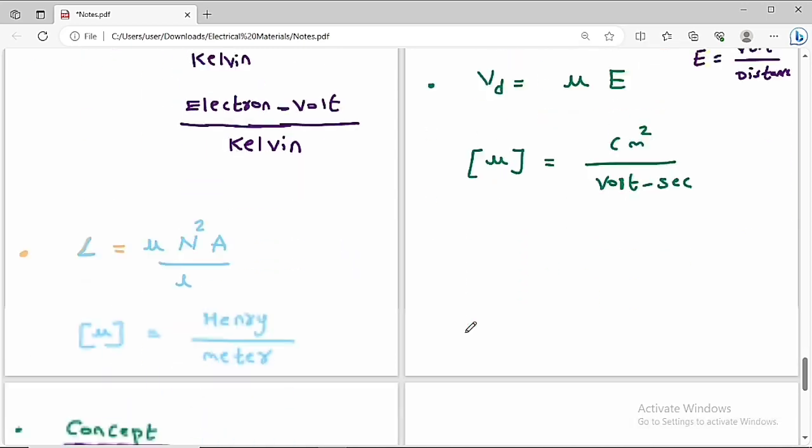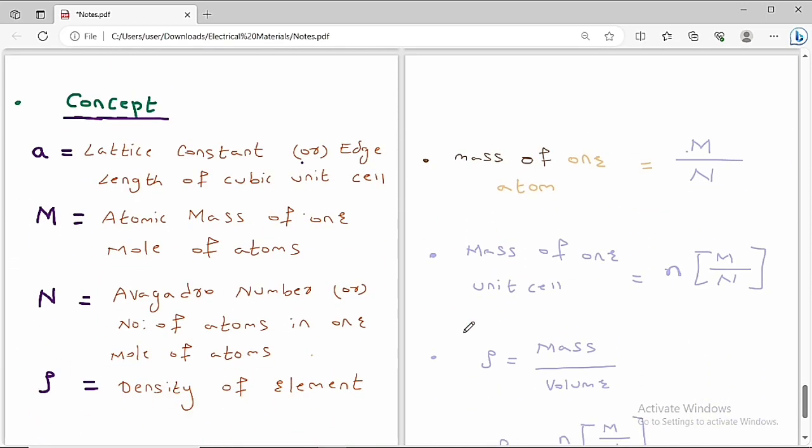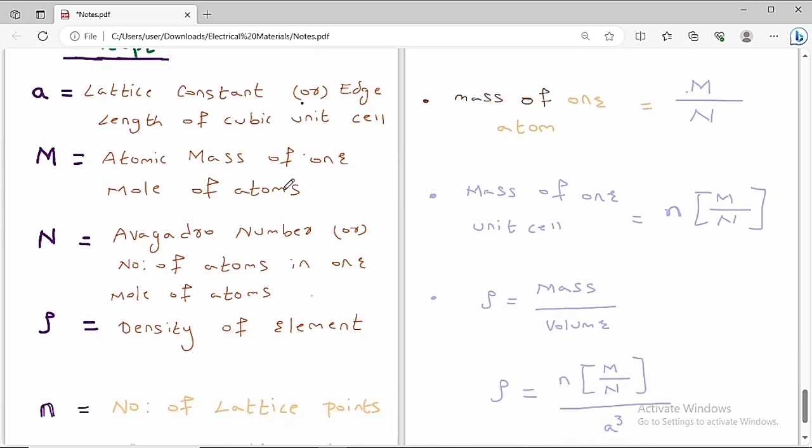The examinations may ask this. The final concept that I wanted to tell you is a very important concept, and you always have to keep it in your mind. Here, a is called the lattice constant, or it is also called the edge length or side length of the cubic unit cell. Suppose you take a unit cell of cubic nature.